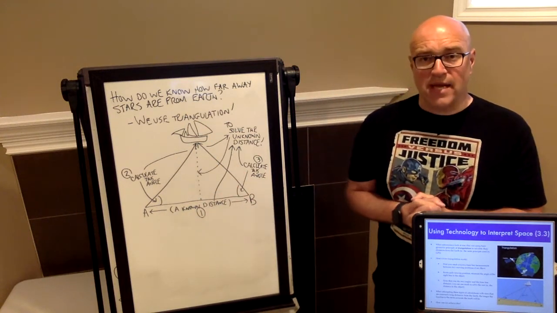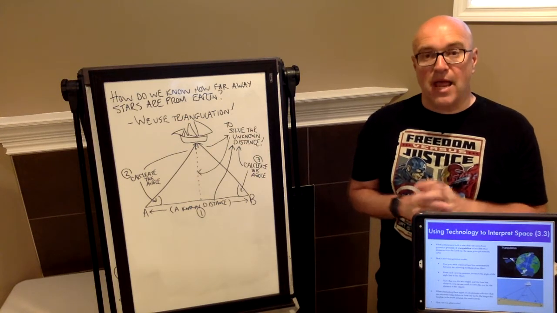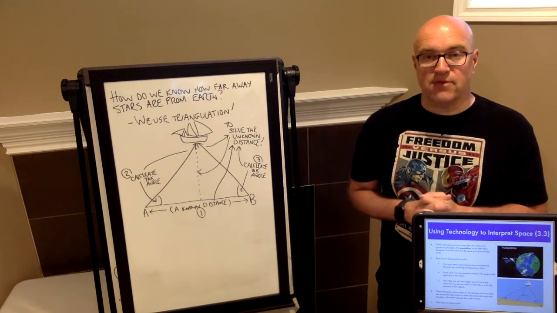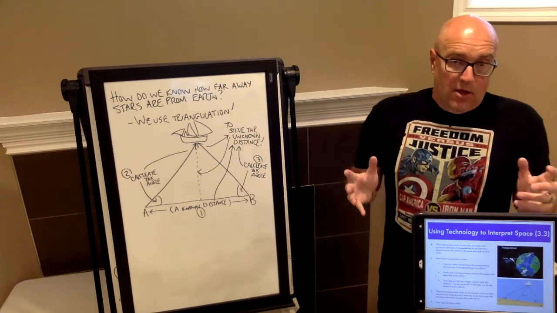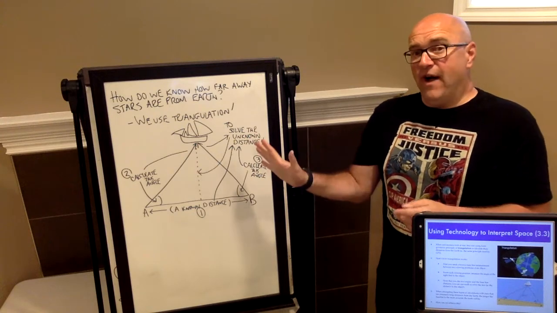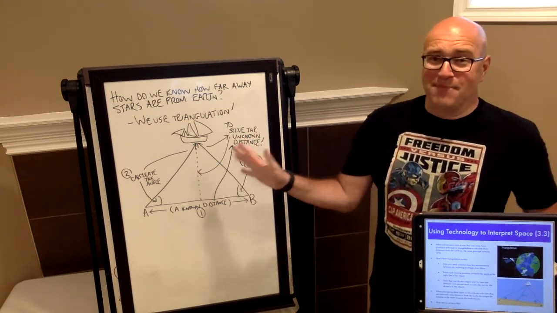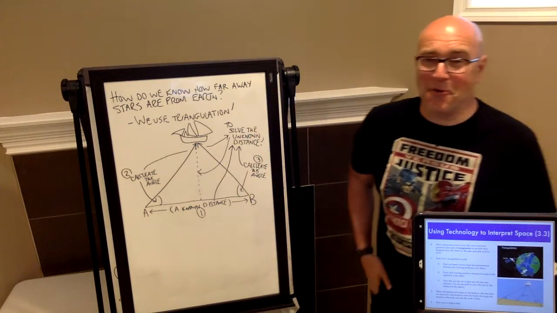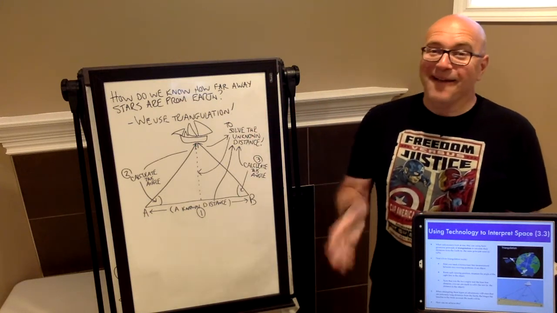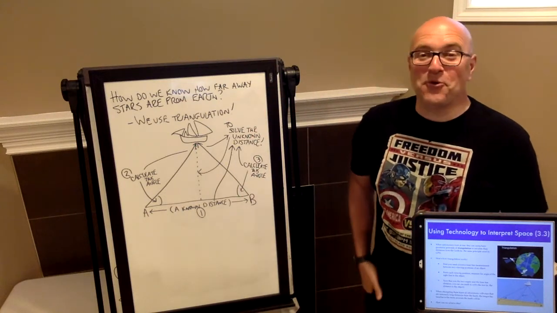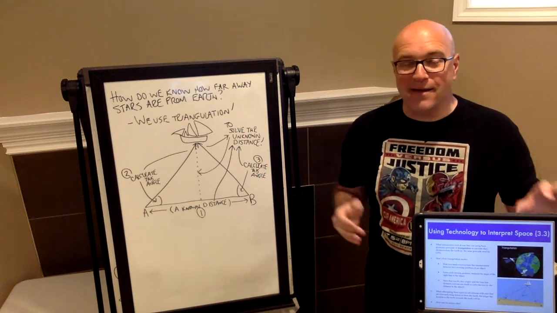And that's why it's called triangulation, because we're using a triangle to calculate the distance to that object. So how does that apply in space? This is all fine and dandy. We're on a shoreline. That's a boat. That boat's maybe a kilometer or 2 kilometers away. The stars are a little further away. So how do we do that in astronomy?